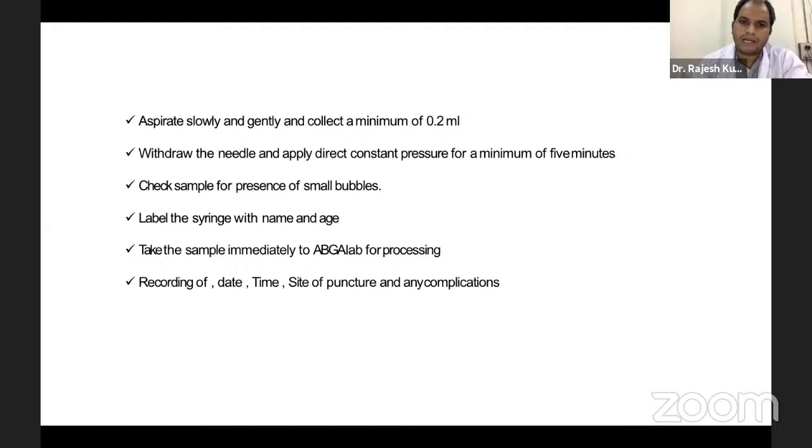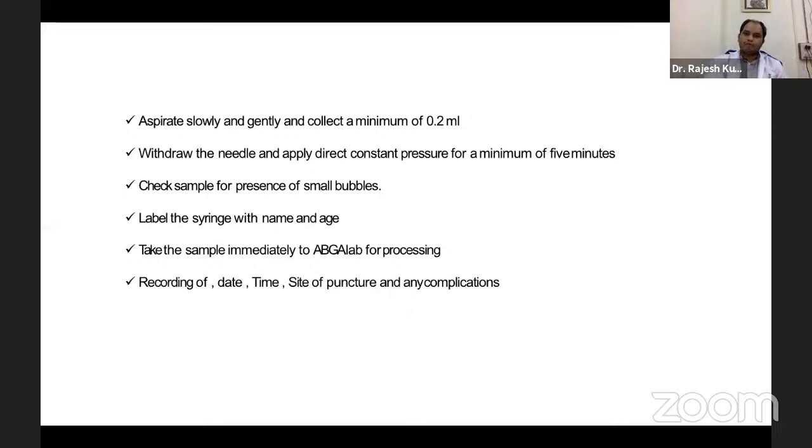Withdraw the needle and apply direct constant pressure for a minimum of 5 minutes. Okay, just keep in mind, after taking the sample, you have to compress it for at least 5 minutes. In patients who have coagulopathies like hepatic disease, cirrhosis, and DIC, you have to compress for more than 5 minutes, or until you see that there is no active bleeding or hematoma formation inside the skin crease. Okay.